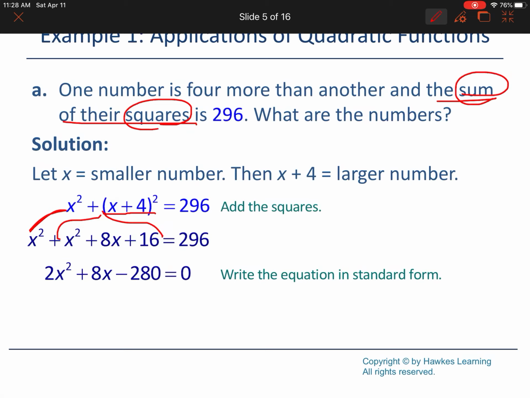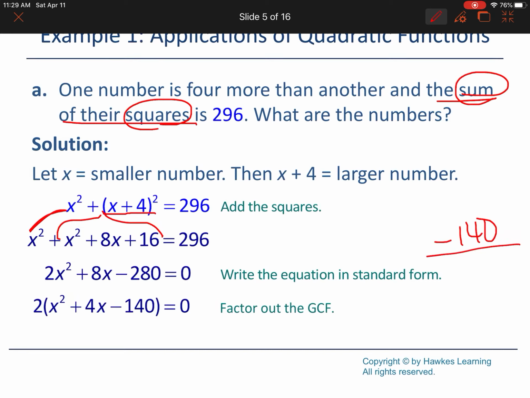So now I'm going to factor. And you can see that the first thing I'm going to do is take out the common factor, which is a 2. And now we're looking at finding two numbers that multiply to be negative 140 and add up to be 4. So it's negative, so one's positive and one's negative.